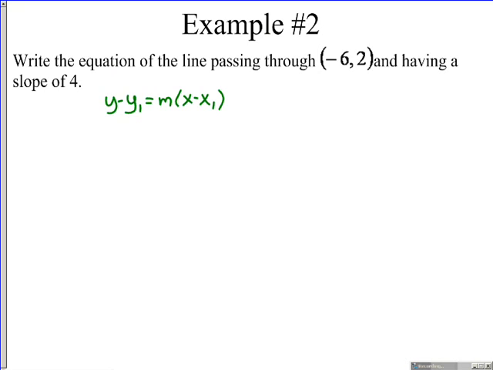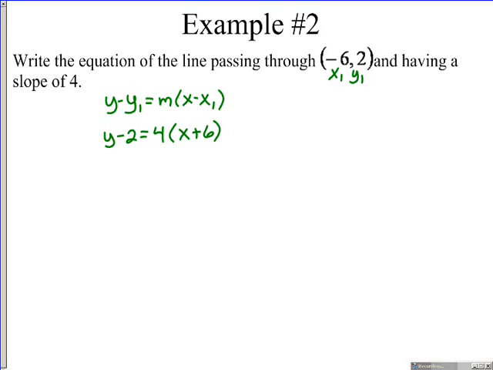Plug in. The point on the line is what we plug in for x1 and y1. So I'm going to put in negative 6 for x1. I'm going to put in 2 for y1. And I know the slope is 4. I'm going to put that in for m. So we have y minus 2 equals 4 times x plus 6.